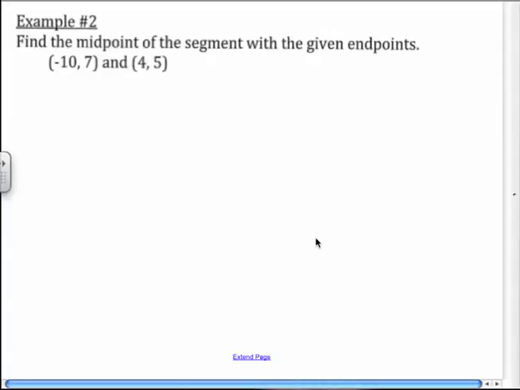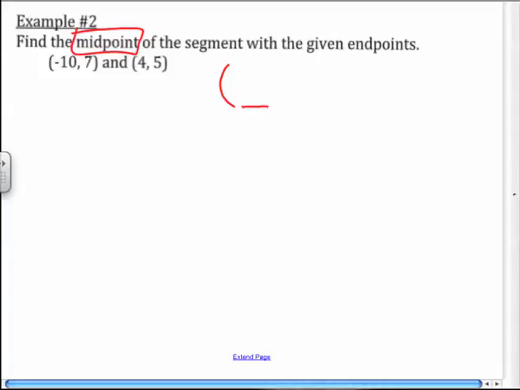Okay, folks, example number 2 here. It says find the midpoint. All right, I want the midpoint. Remember, the midpoint is the average point, the point that's directly in the middle of a line drawn between 2 points. Okay? And since it says midpoint, I know I'm going to want an x and a y.